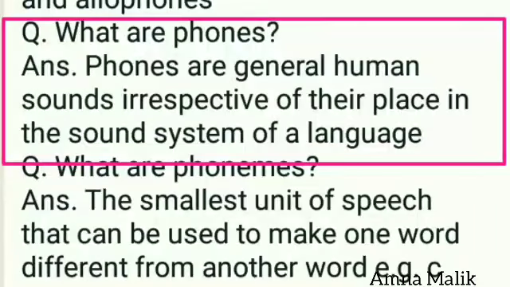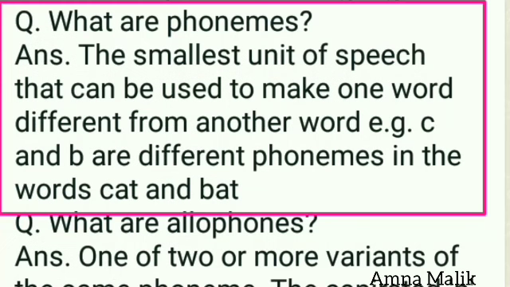Question. What are phones? Answer. Phones are general human sounds, irrespective of their place in the sound system of a language. Question. What are phonemes? Answer. The smallest unit of speech that can be used to make one word different from another word. For example, c and p are different phonemes in the words cat and pet.